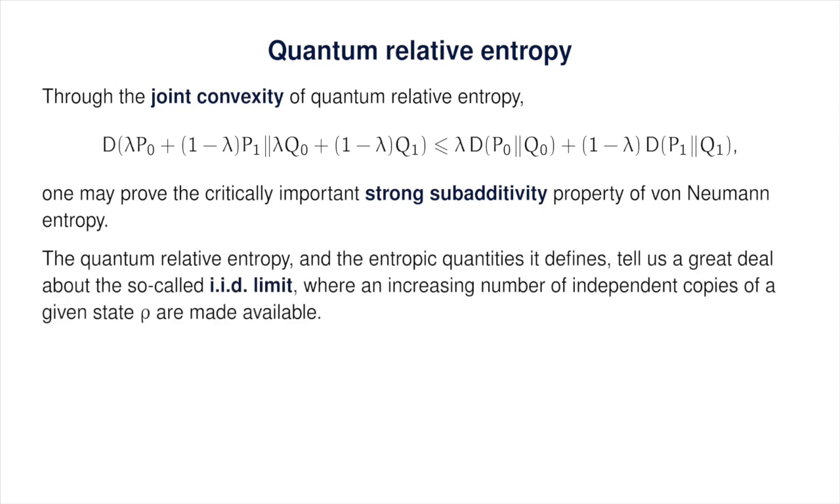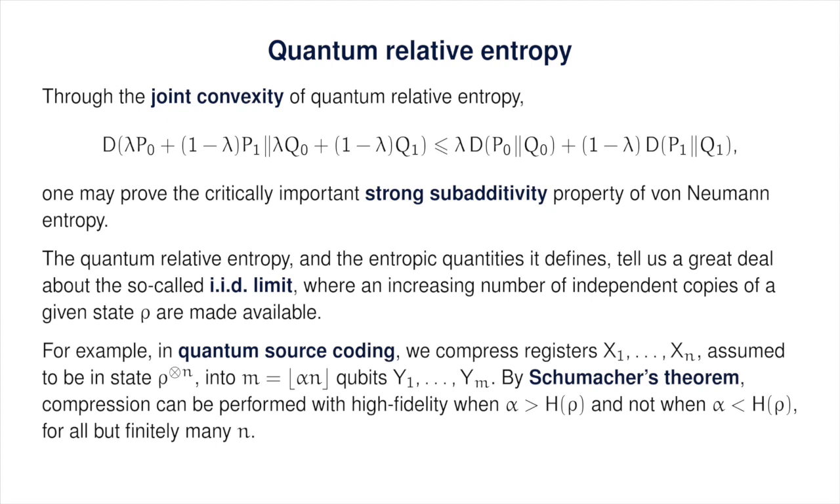Now, the quantum relative entropy and the entropic quantities that it defines, in particular the conditional quantum entropy and the quantum mutual information, have operational meanings or interpretations in the so-called IID limit. That is to say, these quantities generally tell us about what happens when an increasingly large number of independent copies of a given state is made available. That is, they tell us about asymptotic behavior.